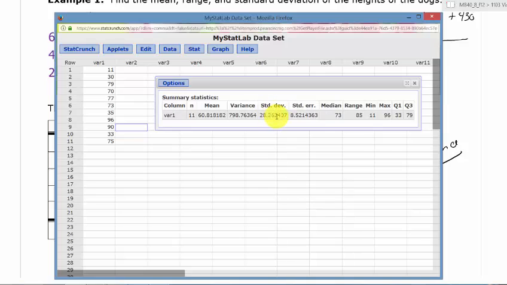So again, here's our standard deviation. The standard error you don't need to worry about, but here's the mean. So we've looked at calculating means. The range is here as well. The minimum data value is here, so that's the smallest data value in the set of data. The maximum data value is here as well. And in a short period of time, we'll be talking about what Q1 and Q3 are. So this gives you a lot of useful information.